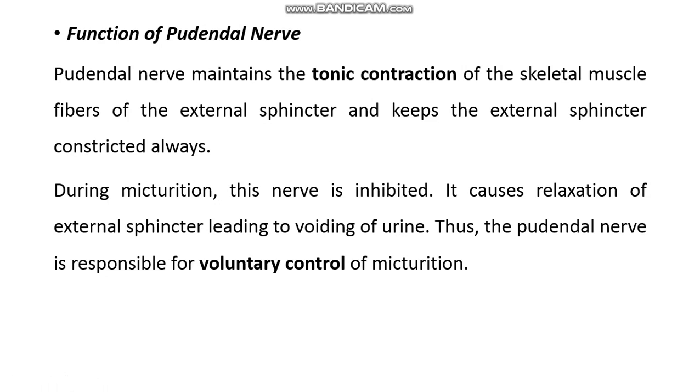It causes relaxation of the external sphincter leading to voiding of the urine. Thus the pudendal nerve is responsible for voluntary control of micturition. The main function of the pudendal nerve is to keep the external sphincter in a constricted position. But during the micturition process, the action of the pudendal nerve is inhibited. So there is no function for the pudendal nerve, and the external sphincter gets relaxed.